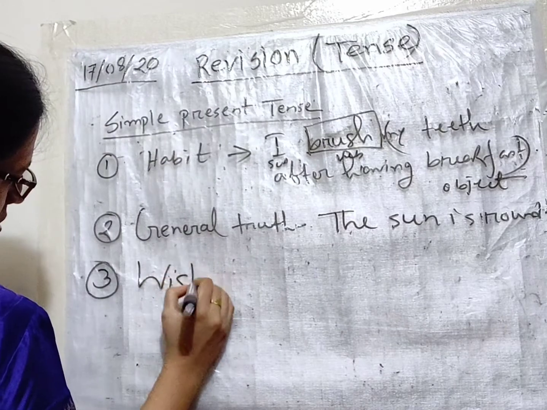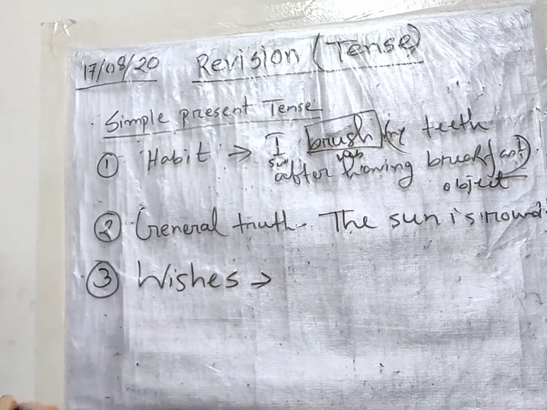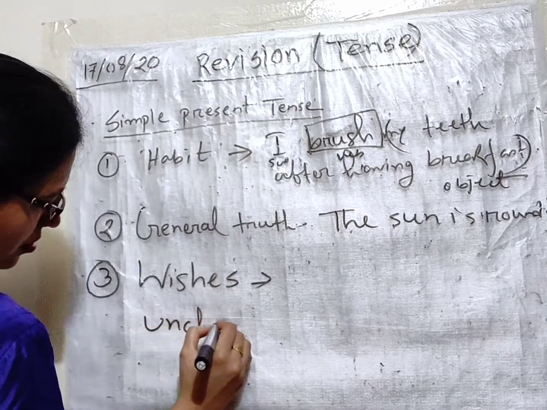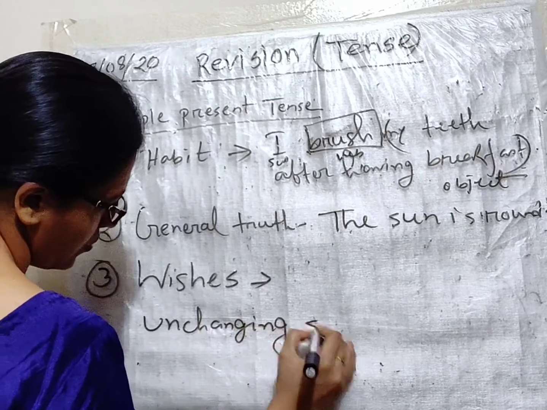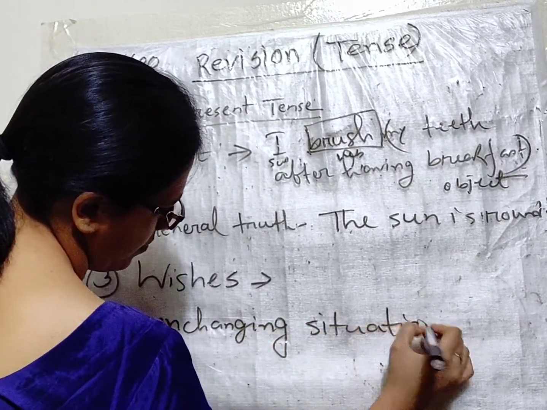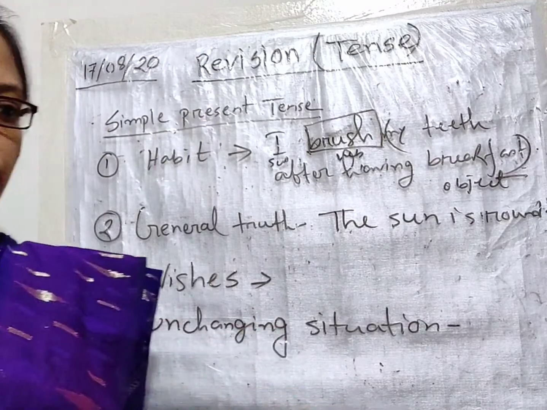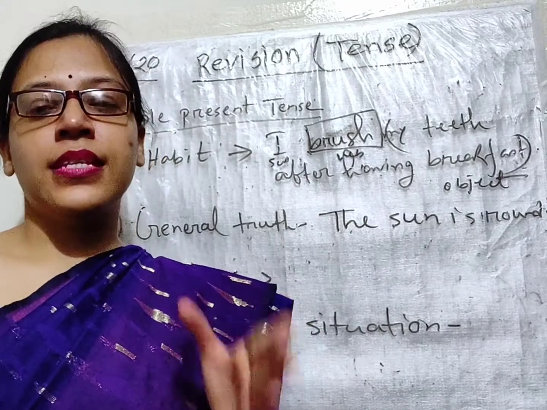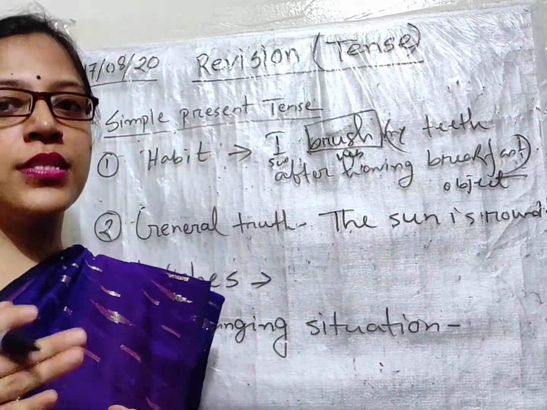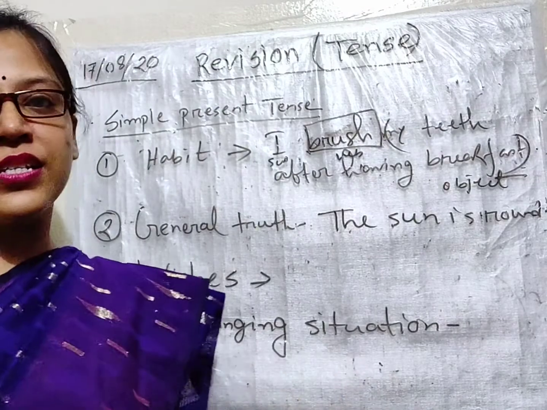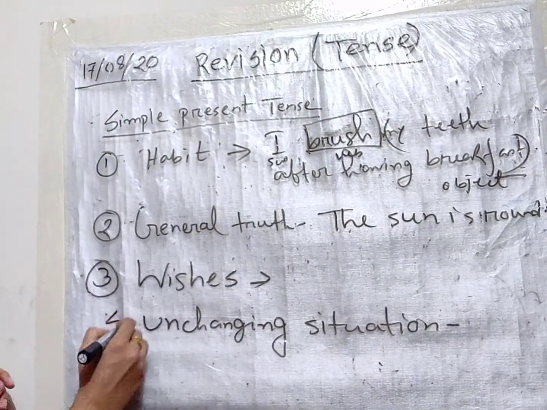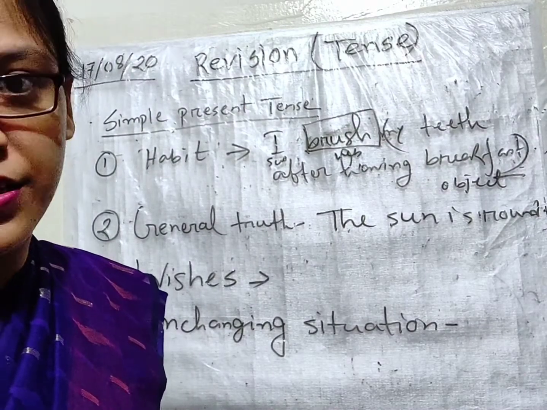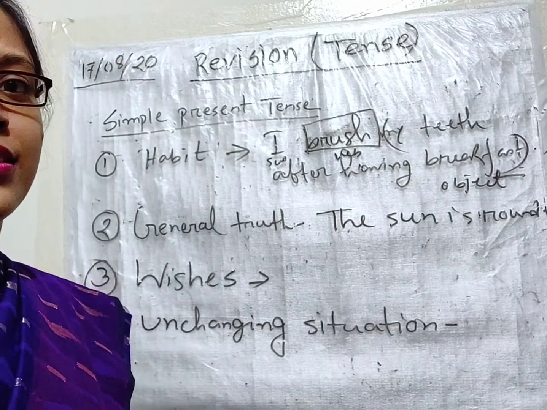The next points are wishes and unchanging situation. Whenever you are writing about your wish, it should be in simple present form, following the simple present structure. Then unchanging situation means a situation that cannot be changed, that is not getting changed.